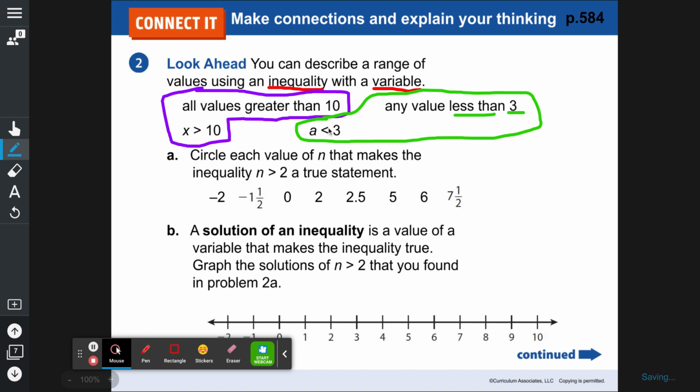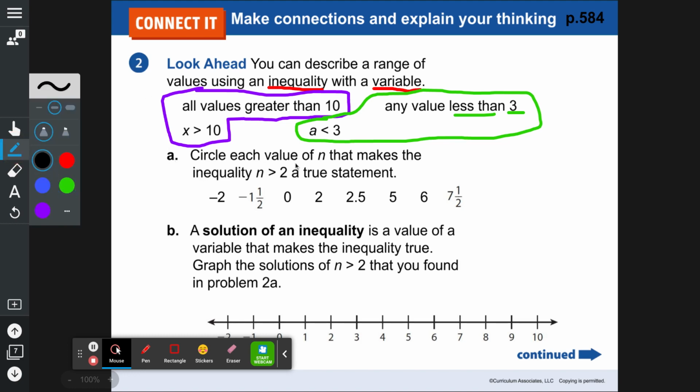It could say x is less than 3. The letter itself doesn't matter, okay? But a given letter less than 3 is what this means. Okay, so let's look at number 2A.